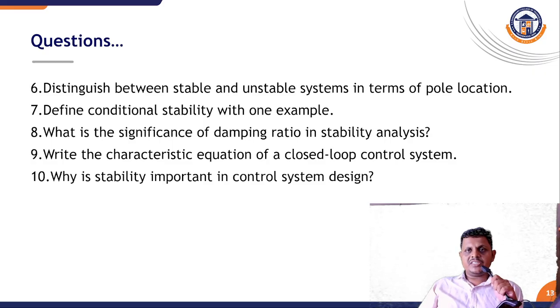And what is the significance of damping ratio in stability analysis? And write the characteristic equation of a closed loop control system. Why is stability important in control system design? So try to answer these questions.